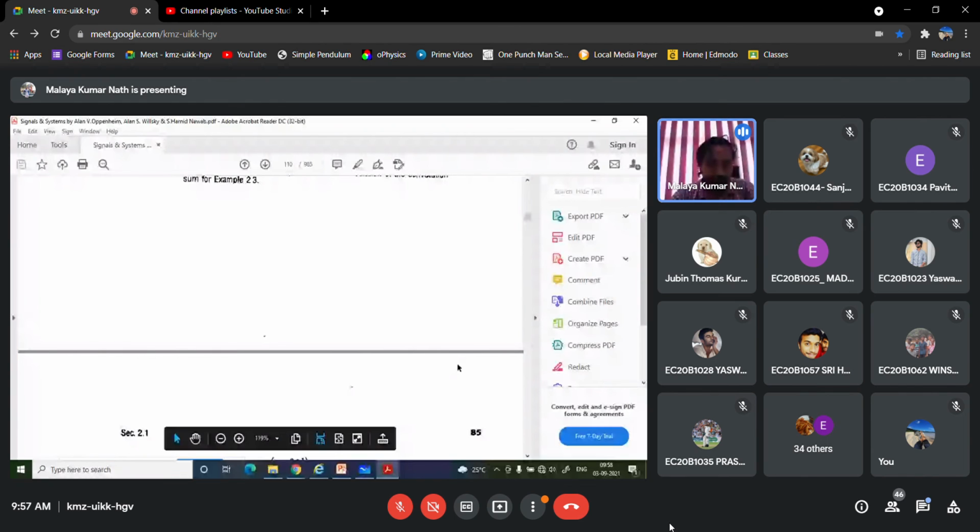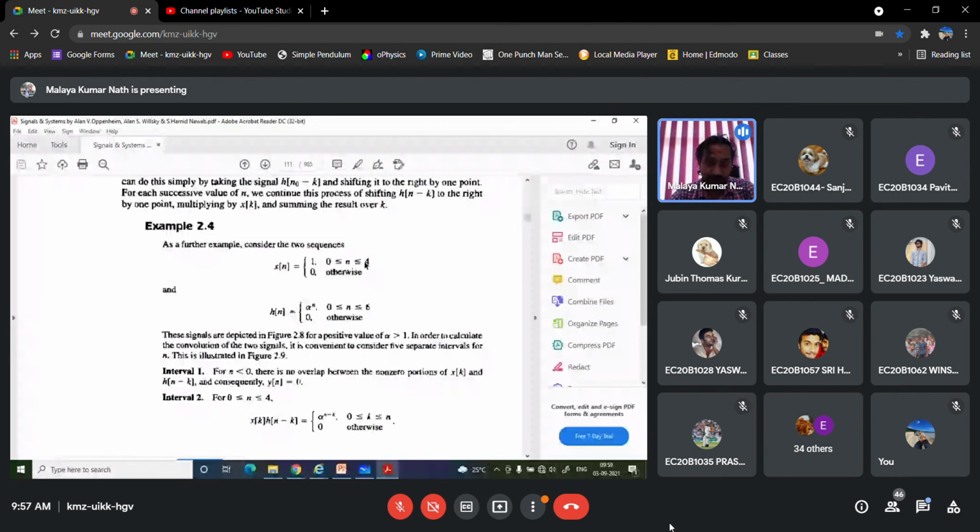Xn is equal to 1 for 0 to 4. That means at n equal to 0 its value is equal to 1. At n is equal to 1 its value is equal to 1. At n is equal to 2 it is also 1. N is equal to 3 also it is 1. N is equal to 4 it is also 1. And for all other points, that is 5, 6 up to infinity, as well as minus 1 to minus infinity, this value is equal to 0. So you can get the graphical representation of this x of n.